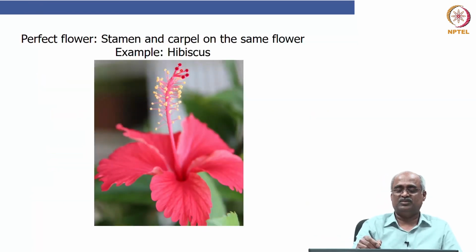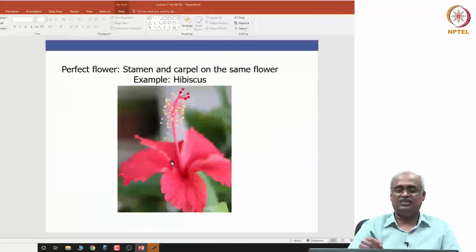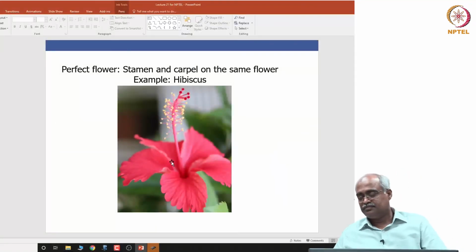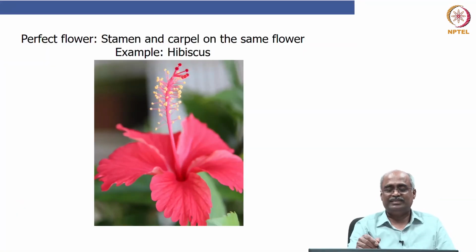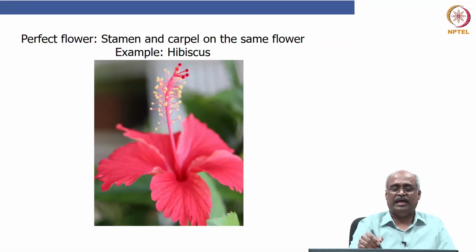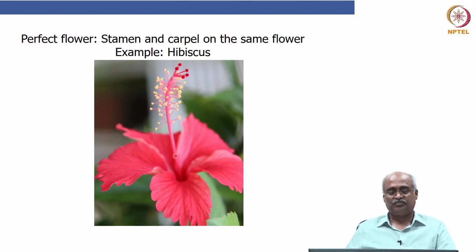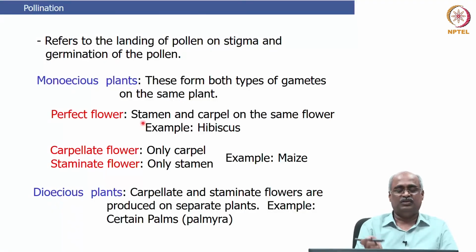So, this is the stigma I was talking about. See, here you have the style, a really long structure going all the way here. The ovary and ovules are all inside, you can't see them in this flower. So, this is the stigma. The pollen grain has to land here, and this flower has the filament and anther on the same flower. So, this is a perfect flower, having both structures on the same flower on the same plant. That is called a perfect flower.